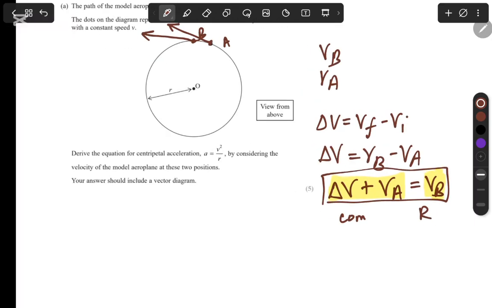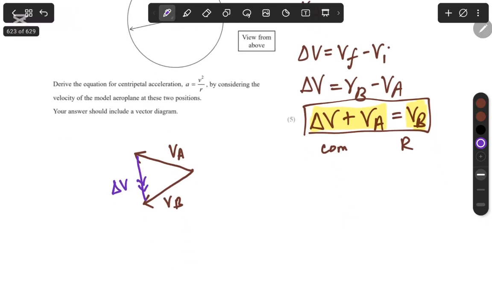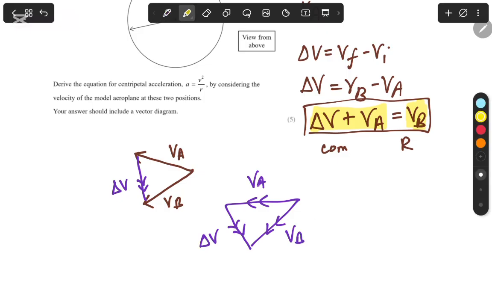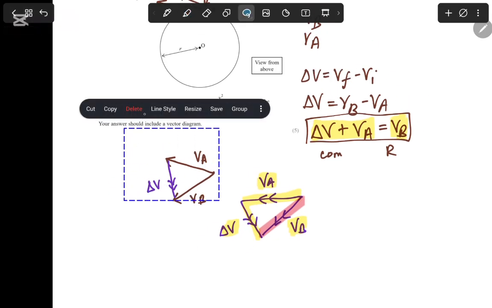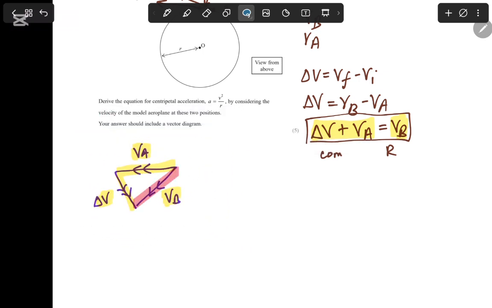Okay, so this is going to be VA, and this is VB. And then we're going to put here change in V. Let me just draw it a bit better, something like this. Change in V, VA, VB. We can see that these are the components and this is the resultant. So I hope this diagram is clear. It's very important you draw this. There are marks for this. Okay, that's the first part of the question done.